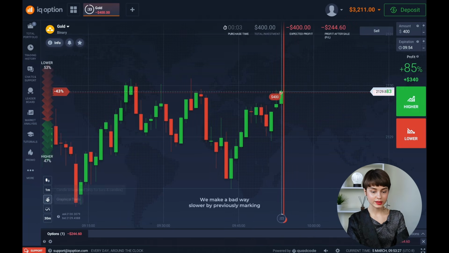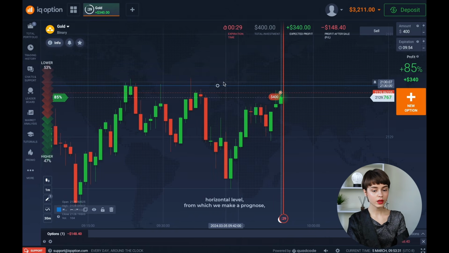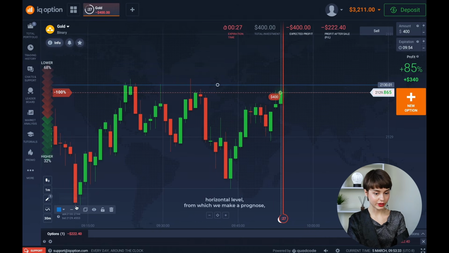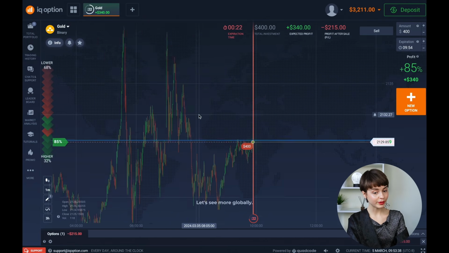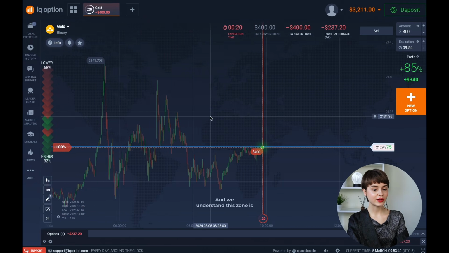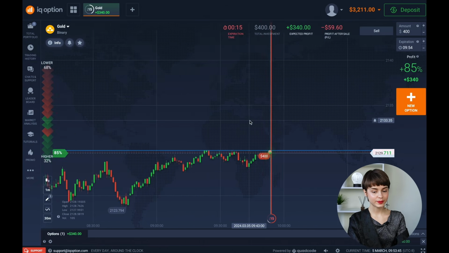We make a bet with lower by previously marking a horizontal level, from which we make a prognosis the price will get reversed. Let's see more globally, and we understand this zone is really essential for us. Right now it's a resistance.